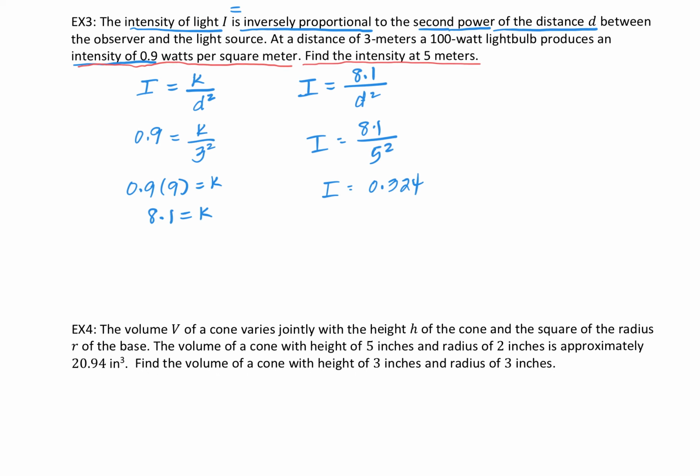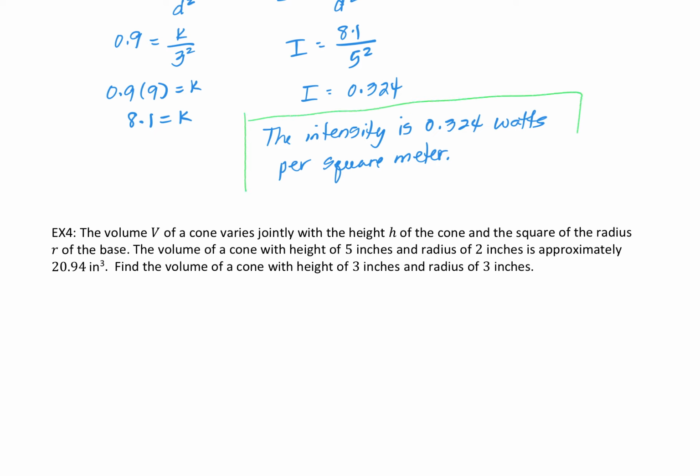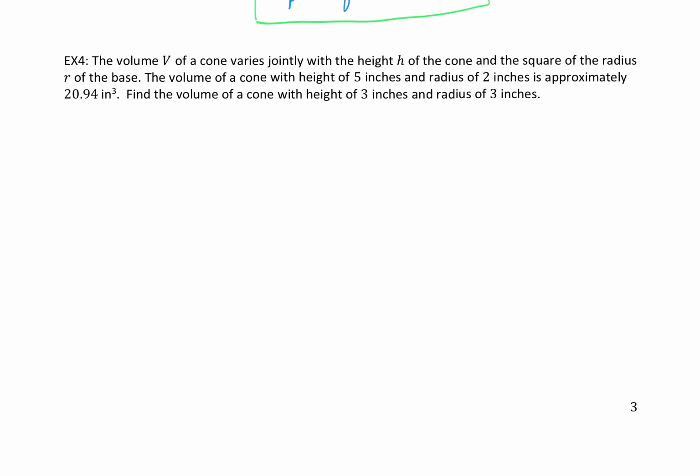So if I were to write an answer, say in a sentence, I could say the intensity is 0.324 watts per square meter. It's whatever you were given. And that would be solving an inverse variation. We will try this again in example 4.